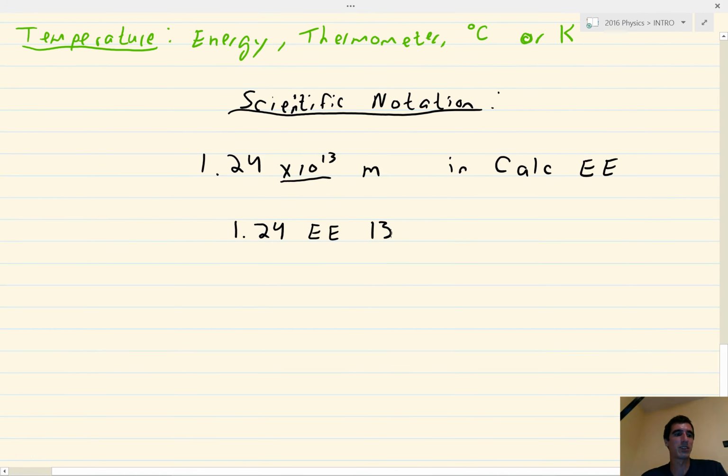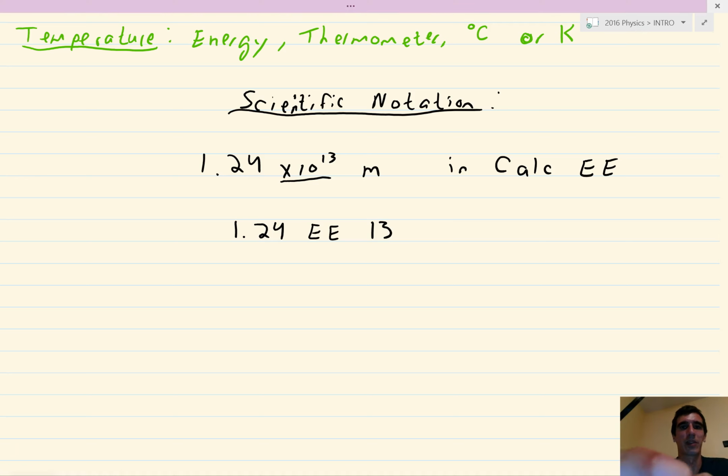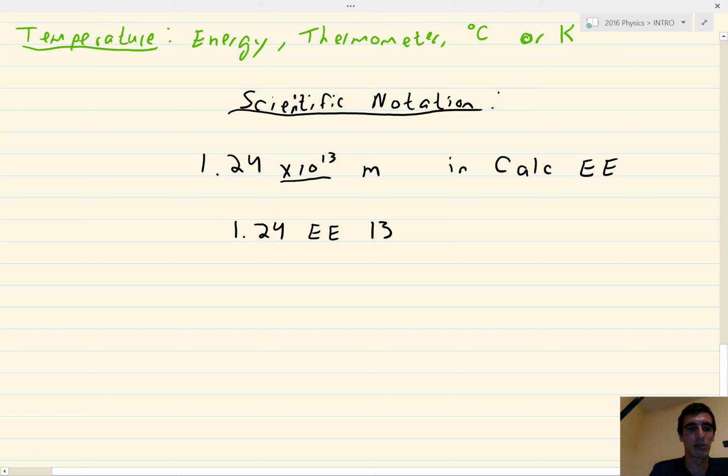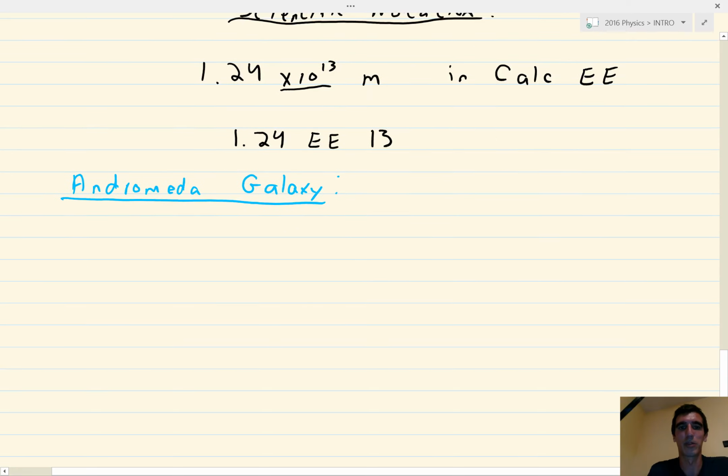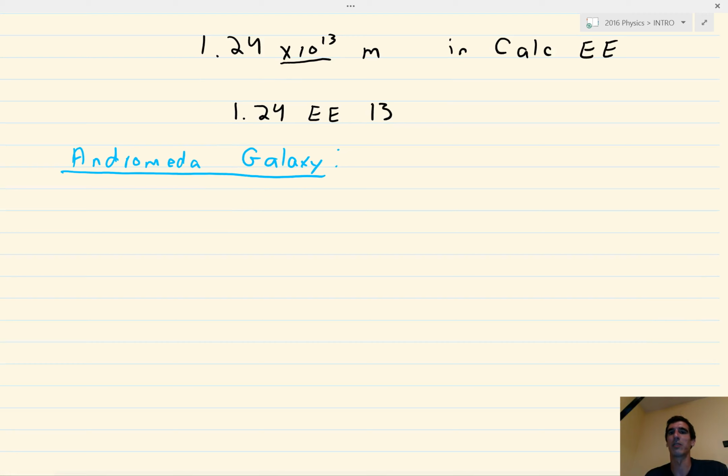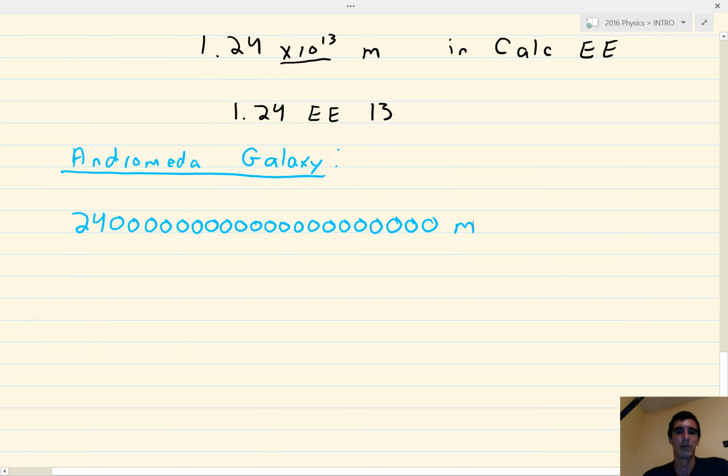So let's look at something that's not in scientific notation. We'll look at the distance to Andromeda Galaxy. That's the closest galaxy to ours. Now what I'm going to do is pause this and come back. I'll write the number out, and I want you to write this number in scientific notation. So this is how far Andromeda Galaxy is from our Milky Way galaxy. Obviously, you're not going to write this down every single time if you're going to compare the two. So why don't you try and figure out how to write it in scientific notation?